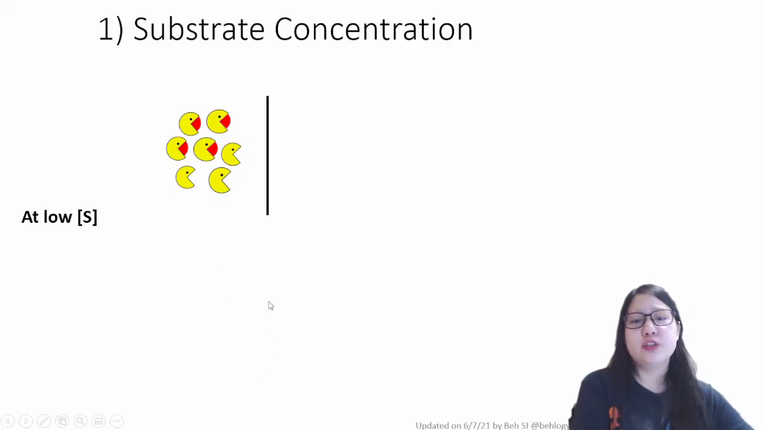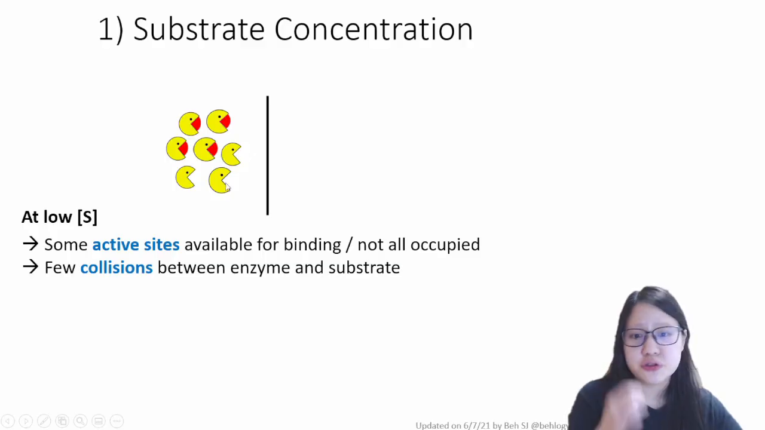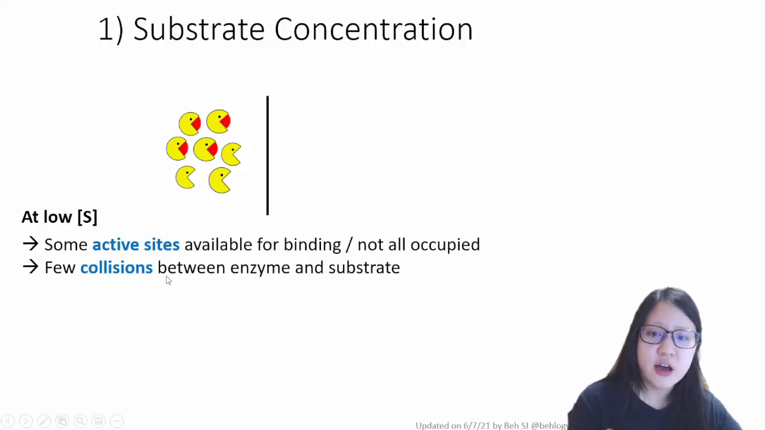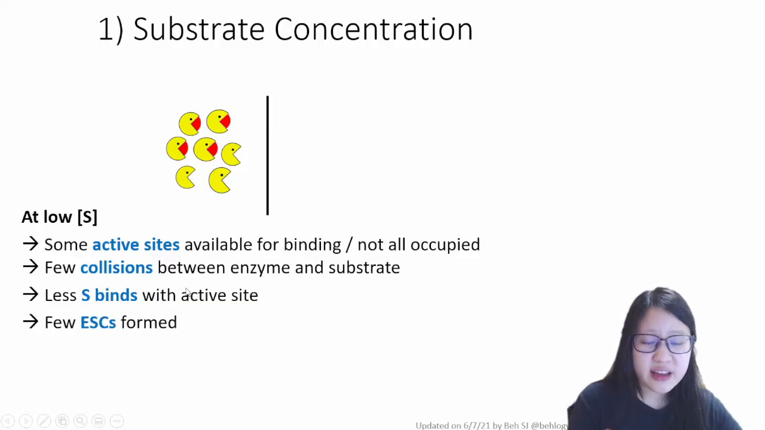So at low substrate concentrations, there are some active sites available for binding and not all are occupied. So some enzymes are bound to substrate, some are not. And because of the low substrate concentration, there are only a few collisions between enzyme and substrate. And therefore, fewer substrates bind with an active site and fewer enzyme-substrate complexes are formed.